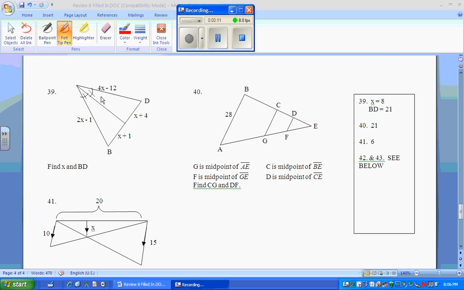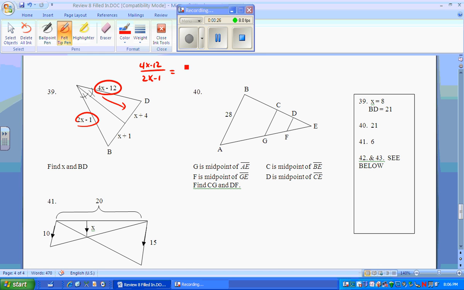You see this angle is being bisected, so it's the angle bisector rule. So this angle here over this angle is proportional, so 4x minus 12 over 2x minus 1. That's going to be proportional to the sides of x plus 4 over x plus 1. You need to cross multiply and you need to FOIL when you do so. So you're doing 4x minus 12 times x plus 1, and that's going to equal 2x minus 1 times x plus 4.